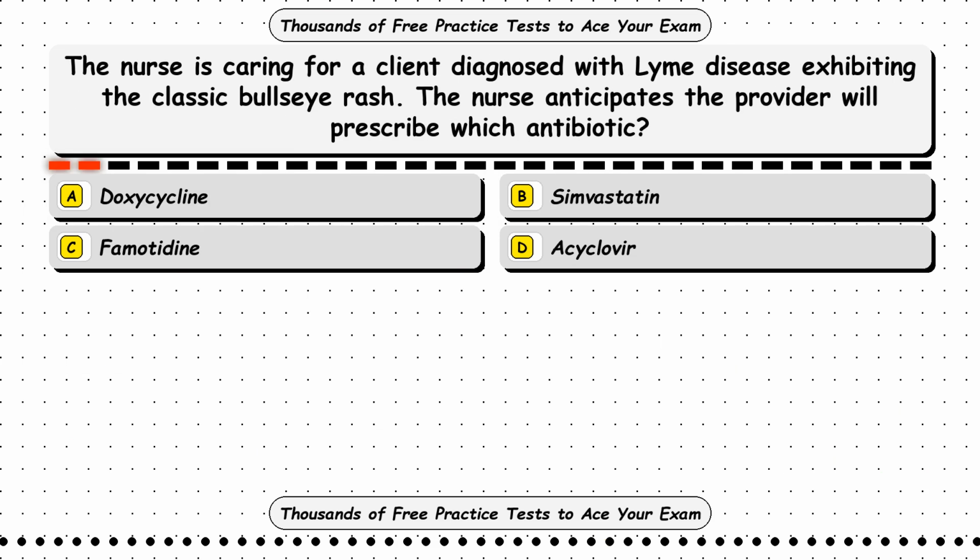Question 71. The nurse is caring for a client diagnosed with Lyme disease exhibiting the classic bullseye rash. The nurse anticipates the provider will prescribe which antibiotic? Option A, doxycycline. Option B, simvastatin. Option C, famotidine. Option D, acyclovir.